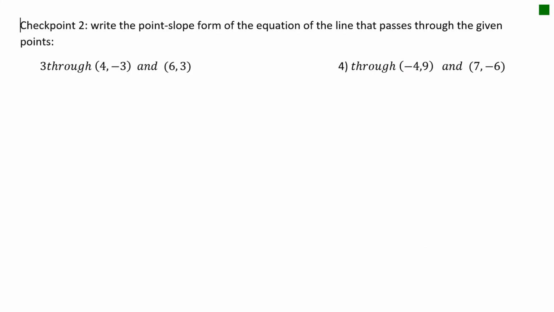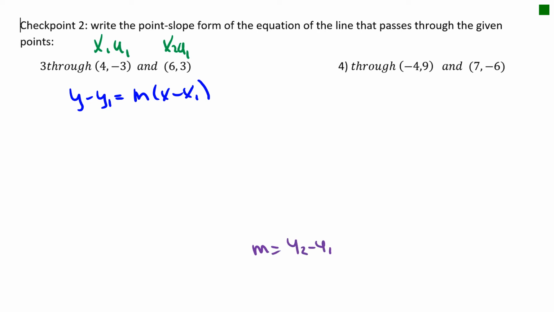Okay, checkpoint 2. You're going to write point slope form of the equation of a line that passes through the given points. Hint, hint, hint. x1, y1, x2, y2. You know I'm going to write y minus y1 equals m times x minus x1. I'm also going to say, oh, I bet I need to know the slope is y2 minus y1 over x2 minus x1. Use all that info. Get the equation. Talk to you in a minute.